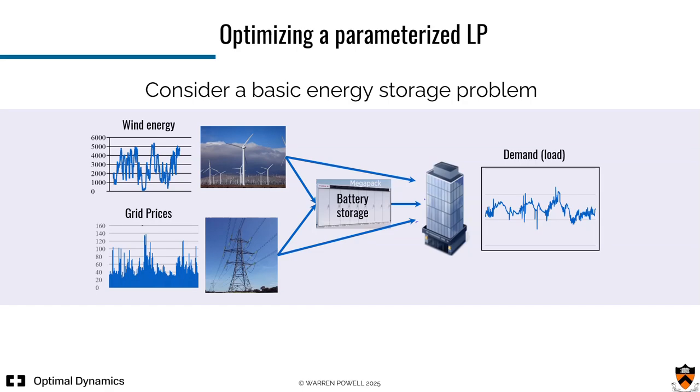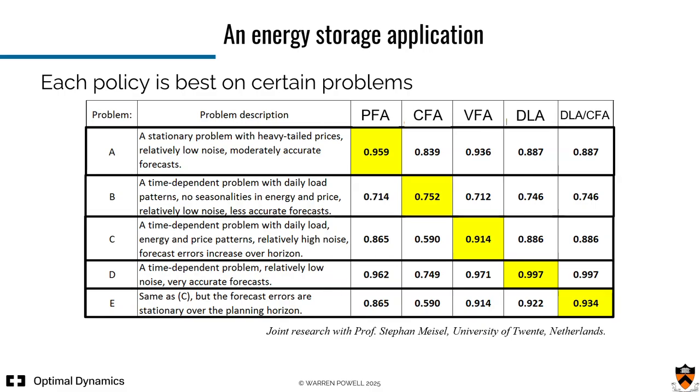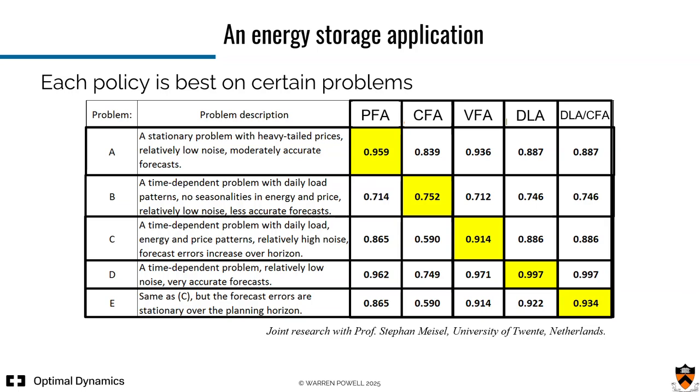So we took this basic energy problem, and a different postdoc, Stefan Meisel, who's now at University of Twente in the Netherlands, created 5 different variations of this. And we played around with whether the forecasts were highly accurate or not, and how noisy the prices were, and that sort of thing. We created 5 different policies, one from each of the 4 classes, and then a 5th one that was a hybrid. The hybrid is the one that I just showed you. It's a look ahead. It's a DLA that plans into the future, but parameterized so that I can tune it.